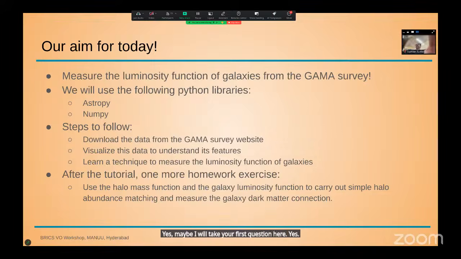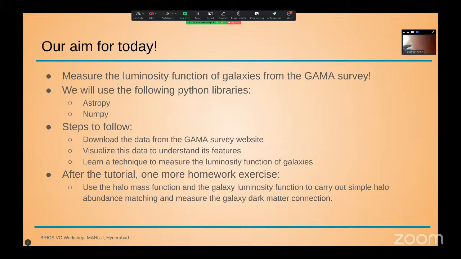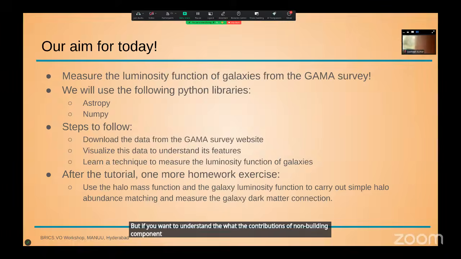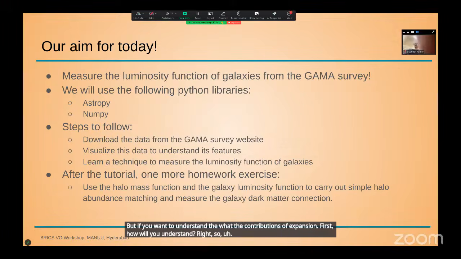Sir, you were talking about the density, like you were taking the gas component. For example, we are trying to understand the non-baryon component, but it is not connected, we cannot do it live. So there is no such connection. But if you want to understand the contribution of the non-baryon component separately on the expansion, how do you understand? Right. So the question is, I will just repeat this question for people in the online audience.